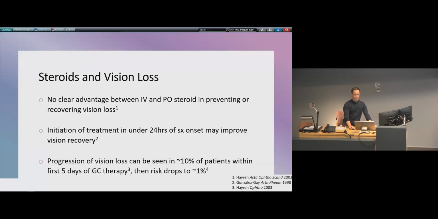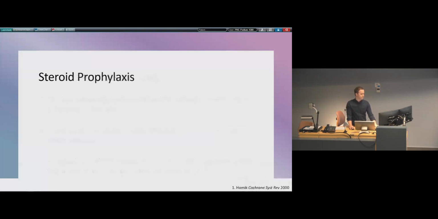And even on therapy, we're still in a somewhat risky period for about 5 days into treatment, in which about 10% of patients can have some ongoing or further visual loss. And that risk drops to about 1% after 5 days. So just another point for starting treatment early if you have a reasonable index of suspicion for these patients.